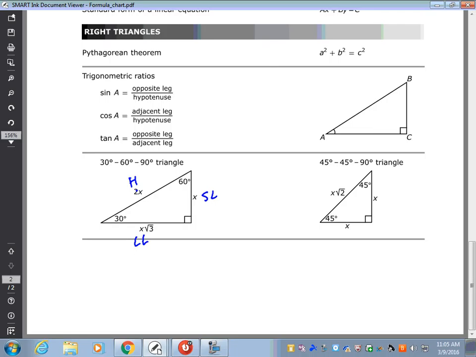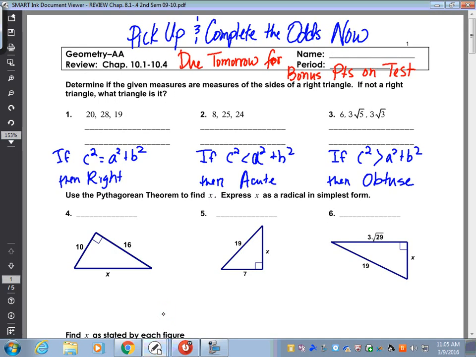This will be on your desk. You are expected to know the first section: when a triangle is right, when it's obtuse, when it's acute. You will have a problem asking you to determine that. So we are going to practice only the odds in class. The evens, you are going to be responsible to do. And if you turn it in complete tomorrow, bonus points on your test.